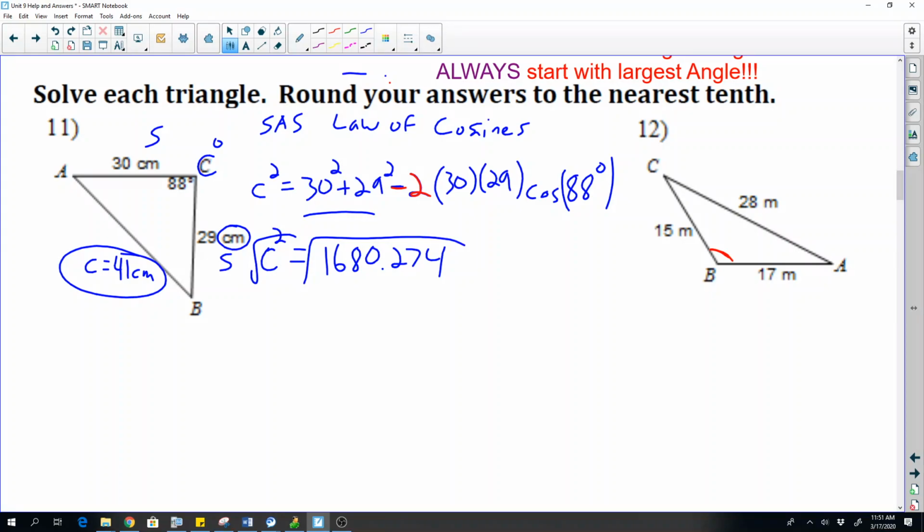Okay, so now what we've got to do is find the other two angles. We can just use the law of sines to find the missing angle, and then use 180 minus the two angles to get the last angle, and then we're done with 11. So to find the missing angle, you get to choose A or B.